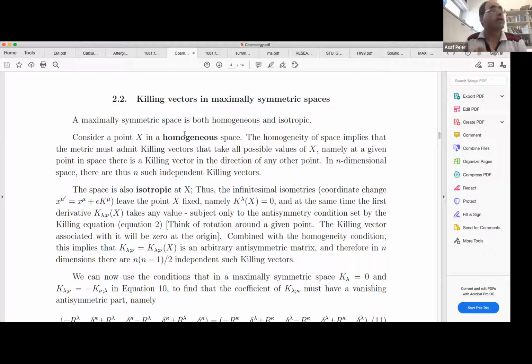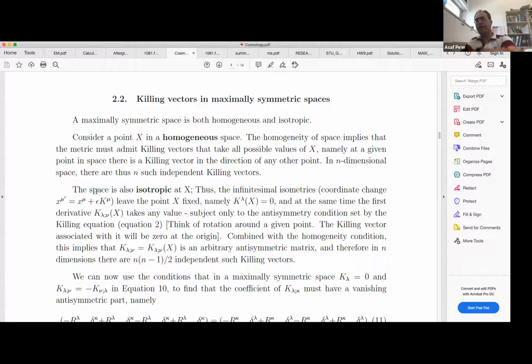So we're talking about Killing vectors in maximally symmetric spaces. What I say is that in a maximally symmetric space, the space is homogeneous, so there is a Killing vector in every location x. And it is also isotropic, meaning there is also always an infinitesimal isometry. An isometry, to remind you, is a coordinate change from x^mu to x^mu prime, which is x^mu plus k^mu times epsilon. Epsilon is an infinitesimal parameter, where k^mu is the Killing vector, right?